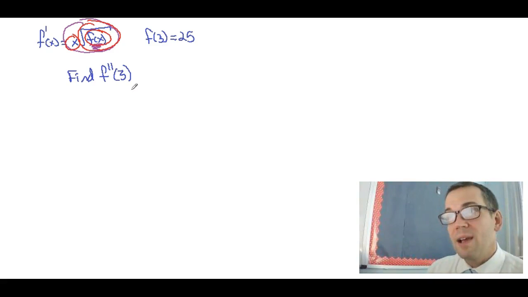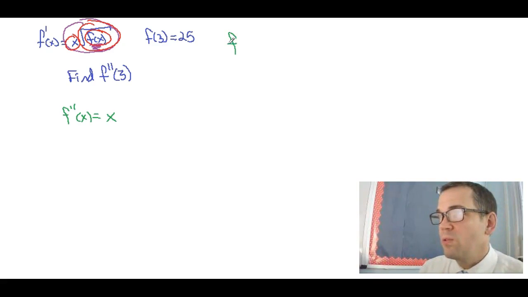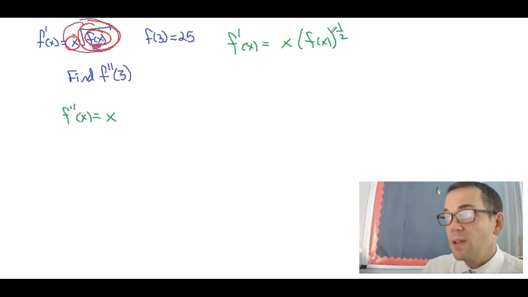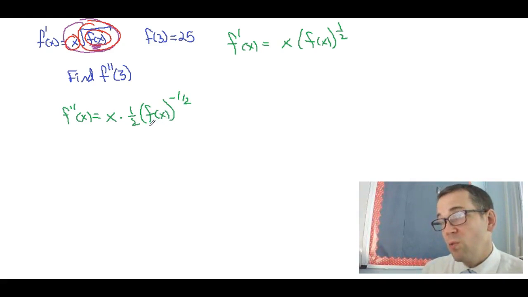So when I go to take that guy's derivative, I know that f double prime of x is going to be the first, which is x, times the derivative of the second. Now, before I go too far, let me rewrite f prime of x like this. It's x times f of x to the 1/2 power. So we'll do the first times this derivative. That derivative is going to be 1/2 of whatever's on the inside. Decrease that power by 1. And then because of the chain rule, I'm going to look inside and take that guy's derivative. I don't know what it is, so I'll just say f prime of x.